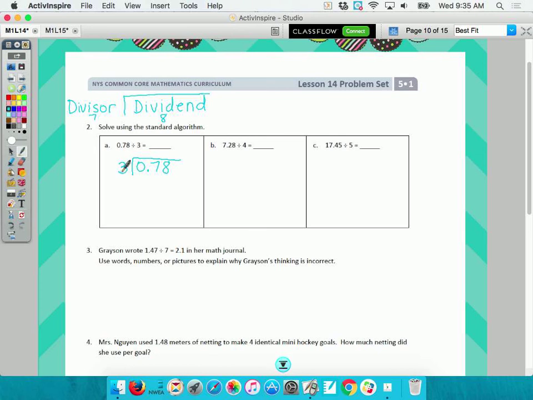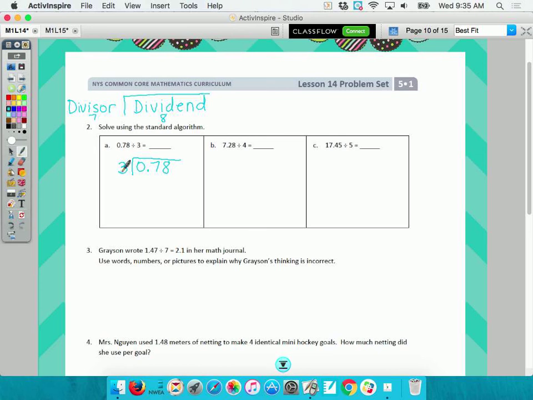So which number's larger? The 3. 78 hundredths is less than 1 whole. But it has more digits. So we're going to go with more letters, more digits. Make sense? Okay. All right.